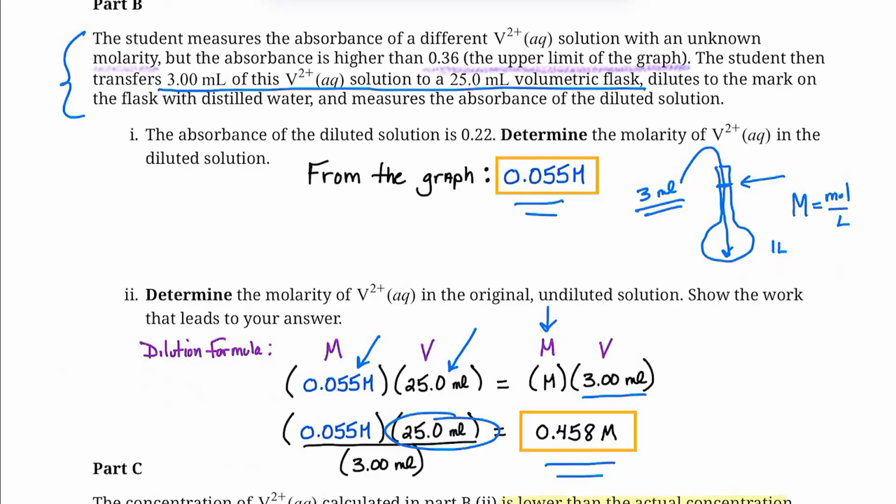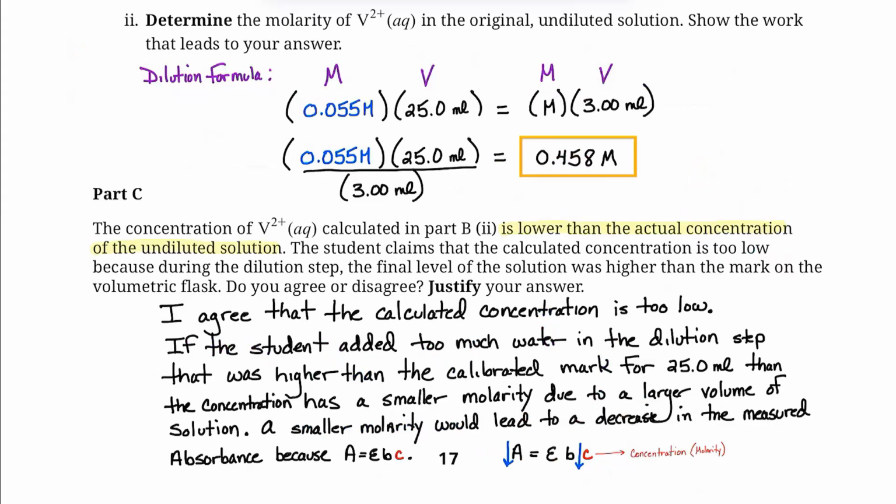All right, so on to part C. Question 6, part C. So continuing on this trek of questions based upon spectrophotometry, here comes part C. The concentration of the vanadium solution calculated in part BII is lower than the actual concentration of the undiluted solution. So what they're saying is what we just calculated here in III is actually lower than what we're supposed to get.